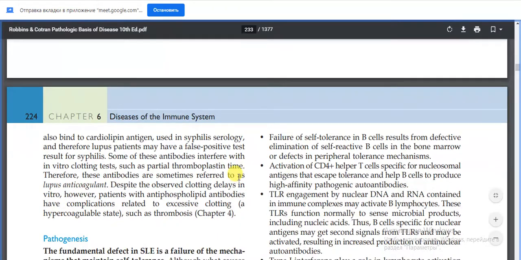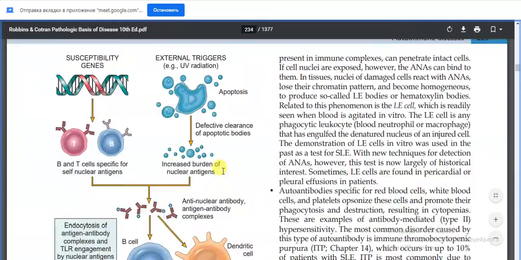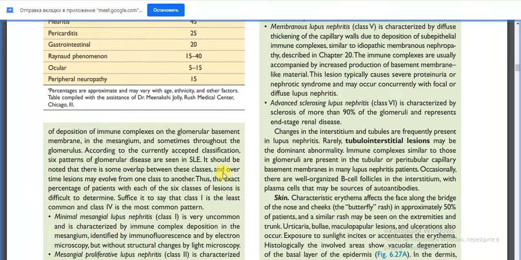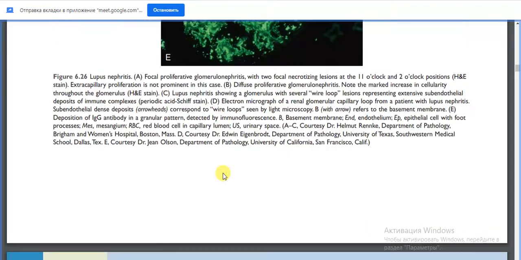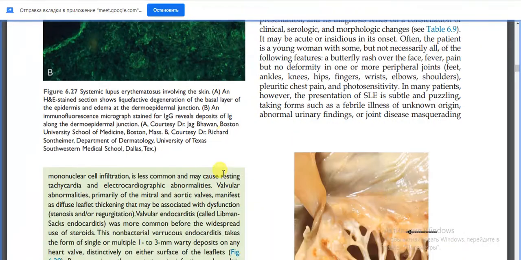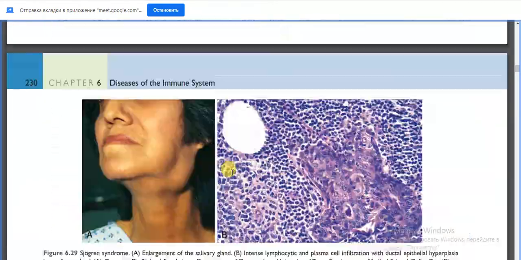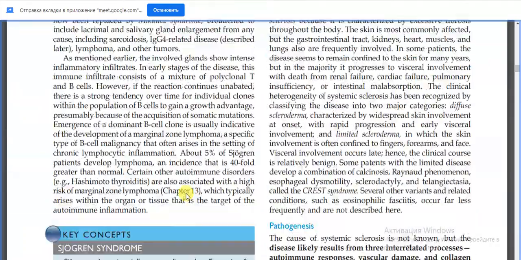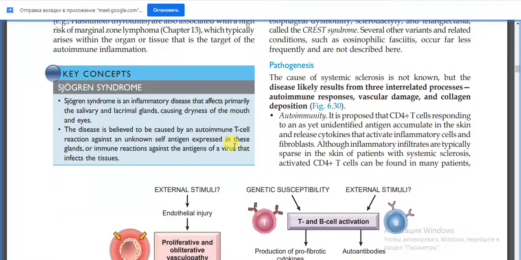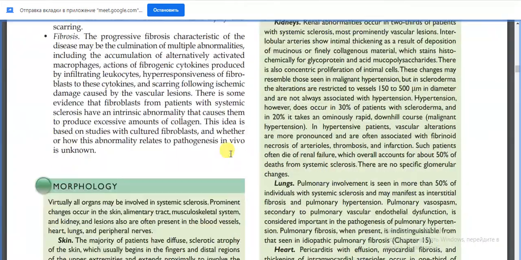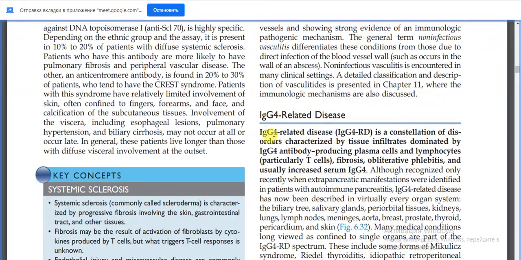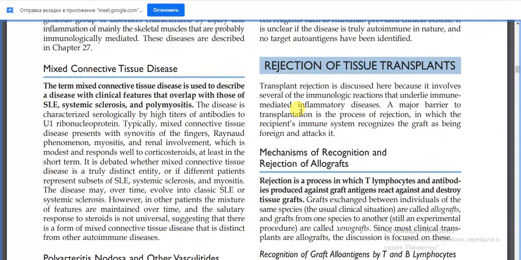One more disease we need to discuss. Systemic lupus erythematosus, Sjögren syndrome, and also systemic sclerosis, so you can check it out here. Then IgG4-related disease. And then rejection of tissue transplants.